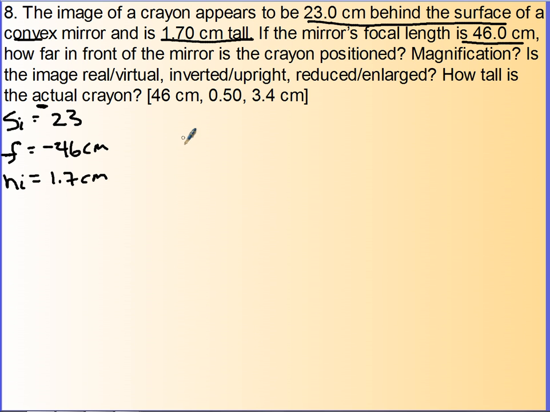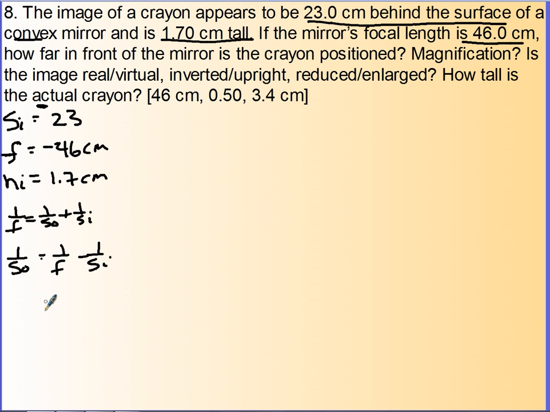So the first thing we need to find is the object distance. 1 over F is 1 over SO plus 1 over SI. So 1 over F is, common denominator here is SO SI. So, didn't want to do that, did I? Man, I just love making mistakes. Always nice to see a teacher make a mistake, isn't it? I'm looking for the object distance. So 1 over SO is 1 over F minus 1 over SI.